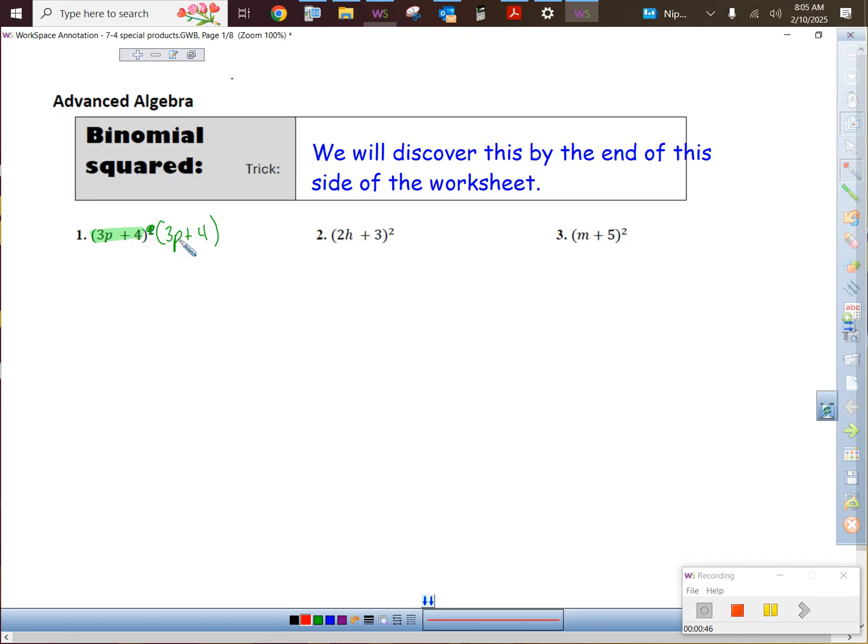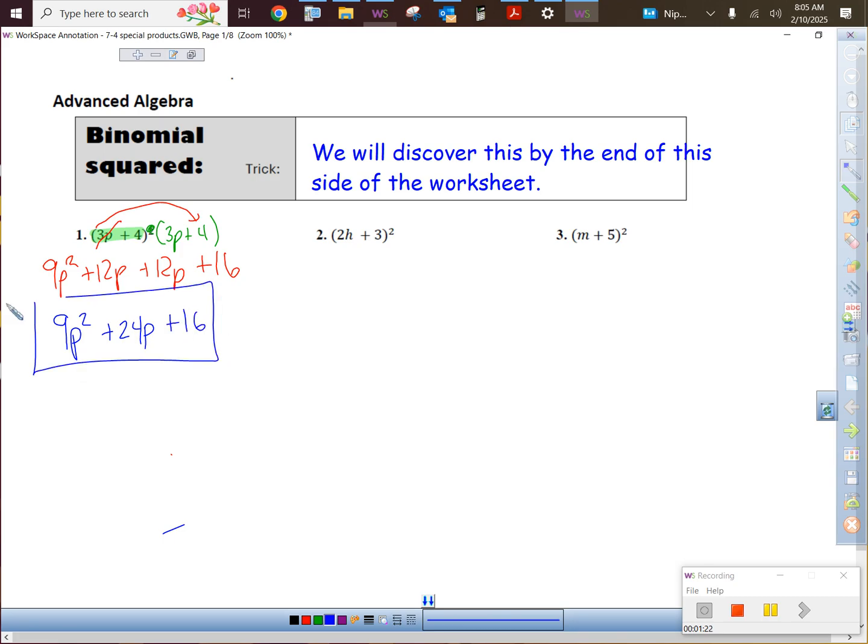So 3p times 3p is 9p squared. Then distribute in all the way out to this guy. That would be plus 12p. Then, done with him, start over, plus 12p, plus 16. There are some like terms to combine on that guy. So we get the final answer of 9p squared, then we add 12p and 12p together and get 24p plus 16. That there is our final.